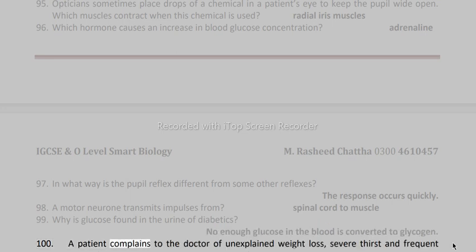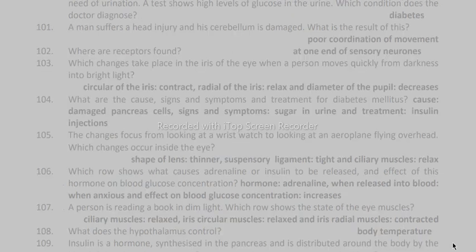100. A patient complains to the doctor of unexplained weight loss, severe thirst, and frequent need of urination. A test shows high levels of glucose in the urine. Which condition does the doctor diagnose? Diabetes. 101. A man suffers a head injury and his cerebellum is damaged. What is the result of this? Poor coordination of movement.